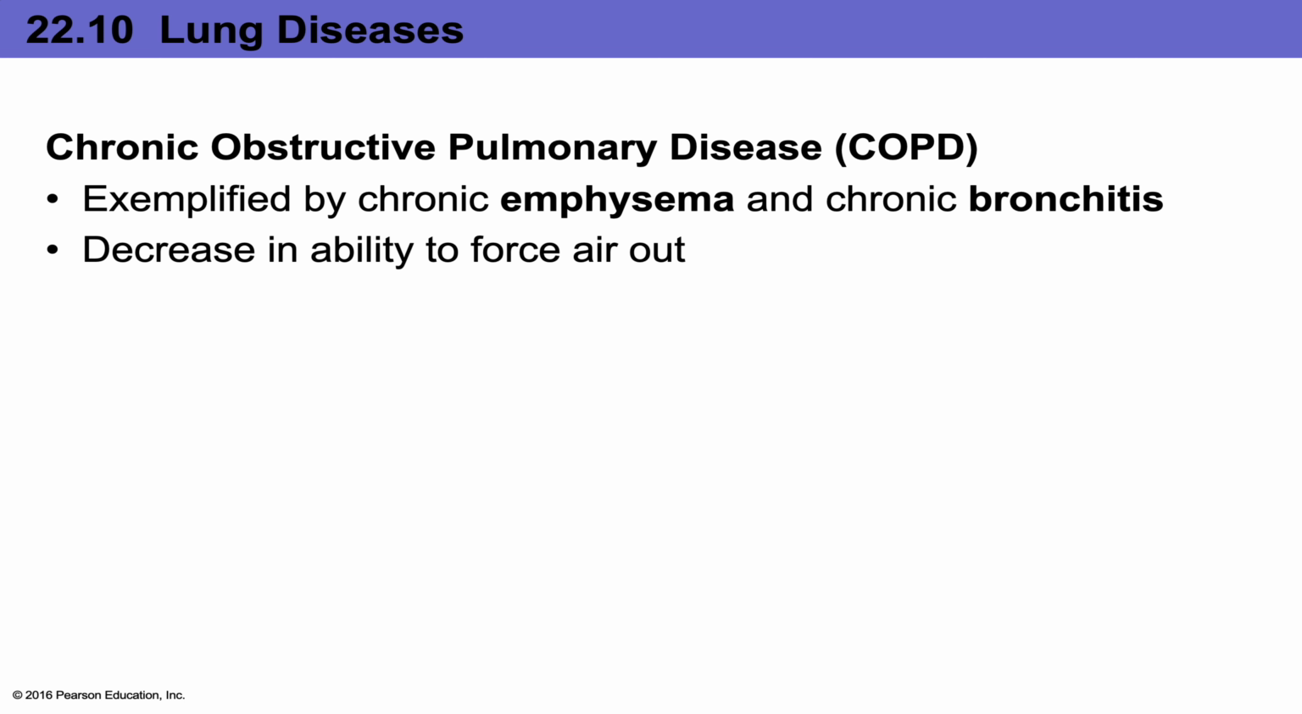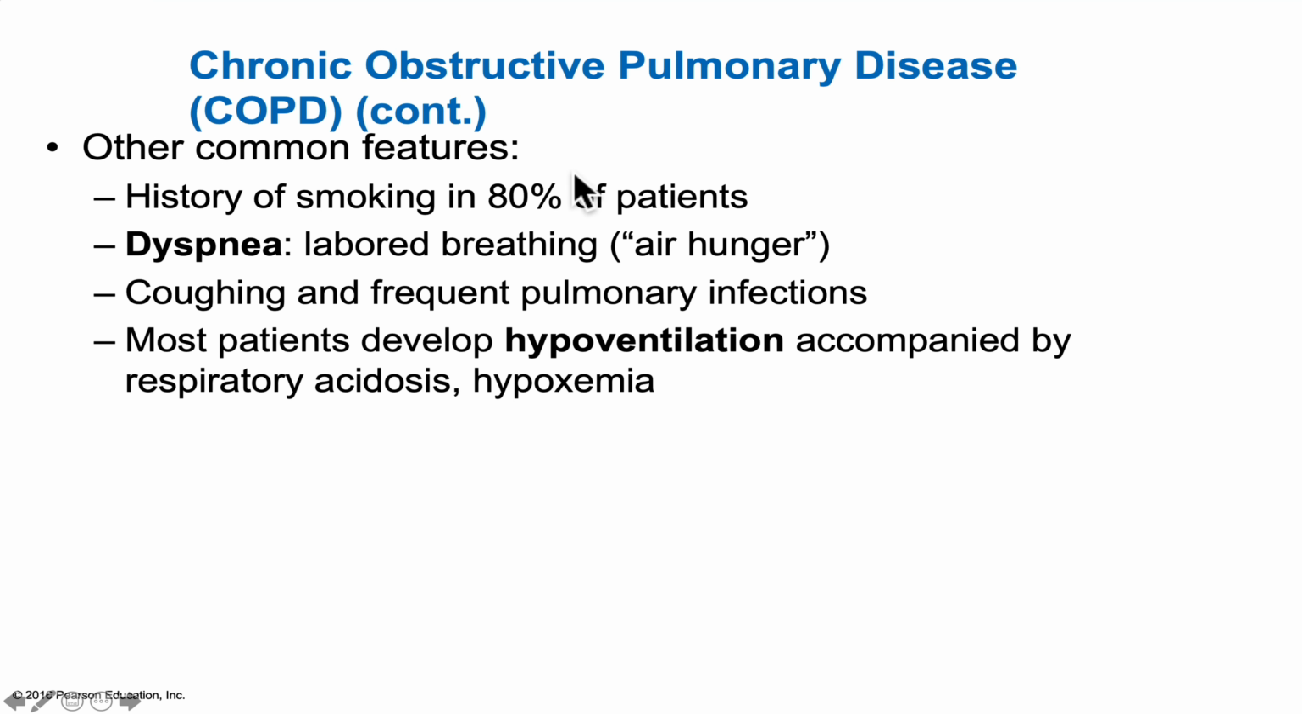Looking at COPD, or chronic obstructive pulmonary disease. This is exemplified by chronic emphysema and chronic bronchitis. The key physiological feature is an irreversible decrease in the ability to force air out of the lungs. Other common features they share: more than 80% of patients have a history of smoking. Another thing is dyspnea, or labored breathing. Another term that's used is air hunger. And it gets progressively worse.